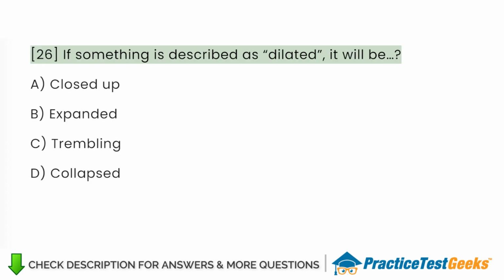If something is described as dilated, it will be A. Closed up, B. Expanded, C. Trembling, D. Collapsed.